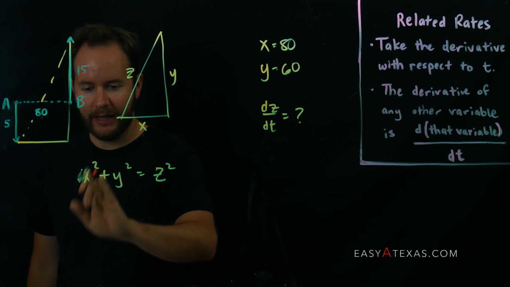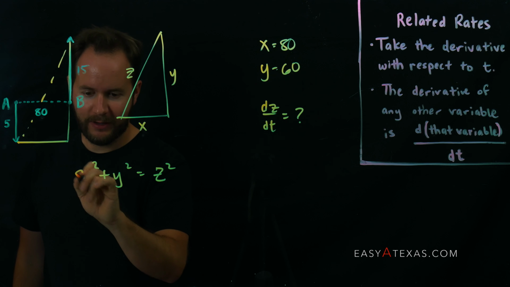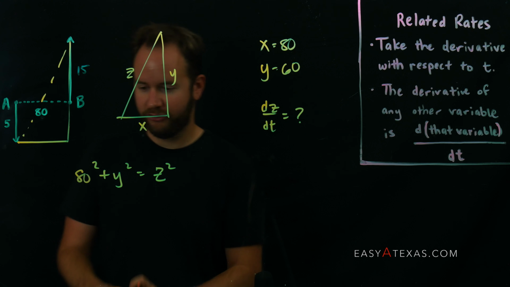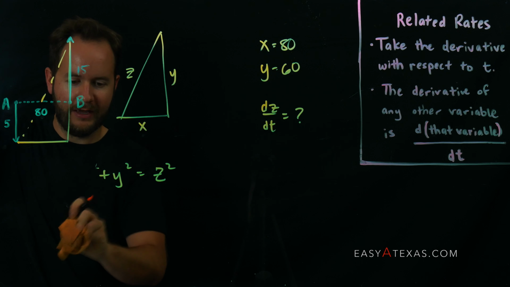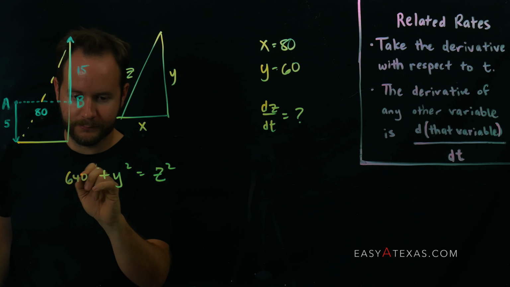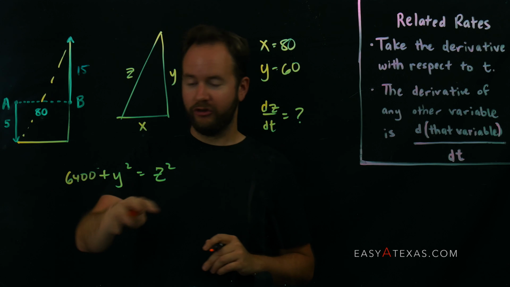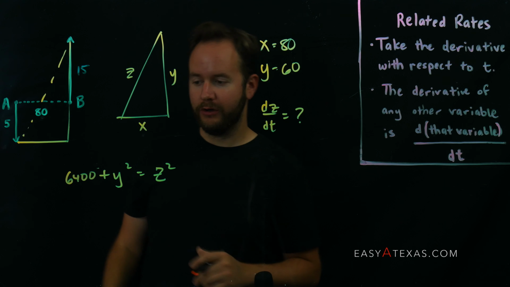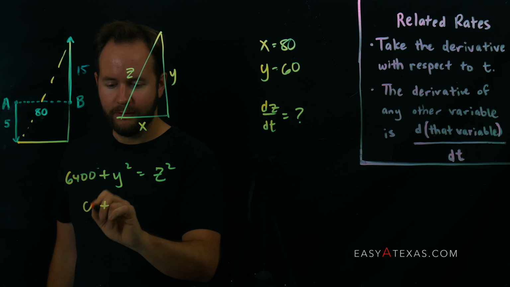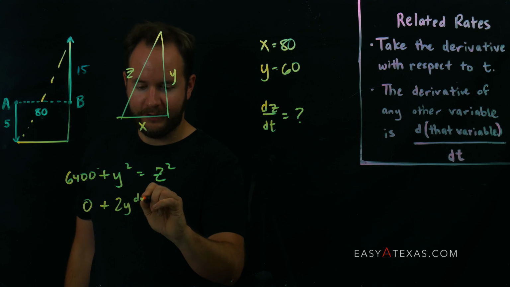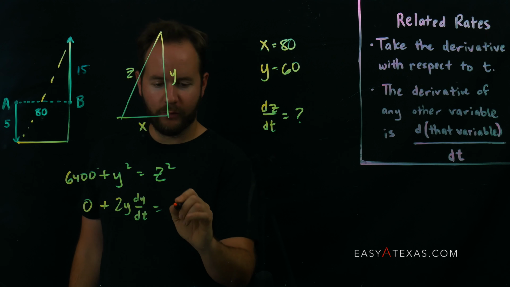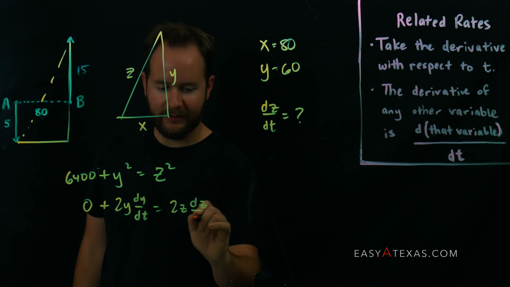So I'm going to go ahead and plug in 80 for x. So we have 80 squared. In fact, let's call that what it really is. 80 squared is 6,400. Now we have this equation. I'm going to take the derivative of both sides. The derivative of 6,400 is 0. The derivative of y squared is 2y dy/dt. And the derivative of z squared is 2z dz/dt.